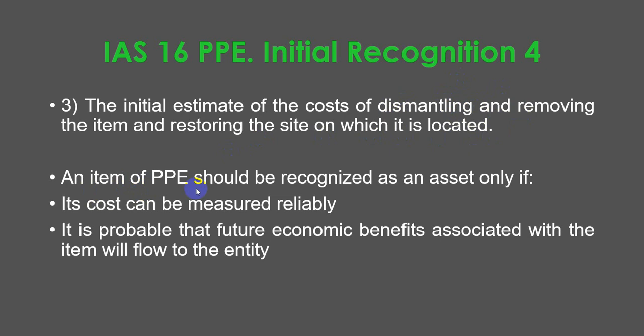An item of property, plant and equipment should be recognized as an asset only if its cost can be measured reliably and it is probable that future economic benefits associated with the item will flow to the entity.